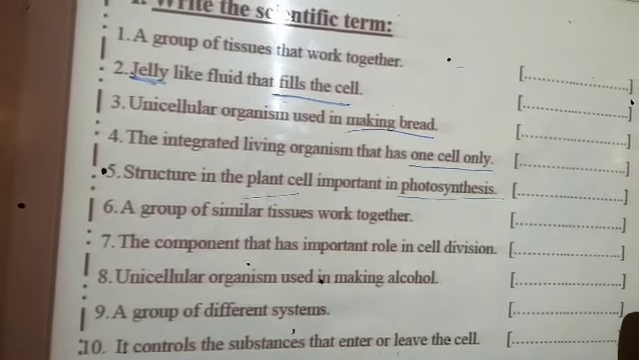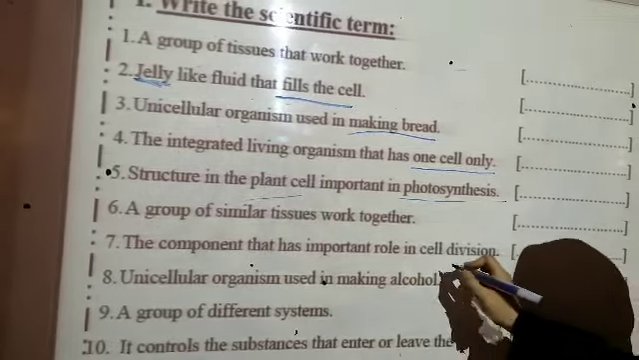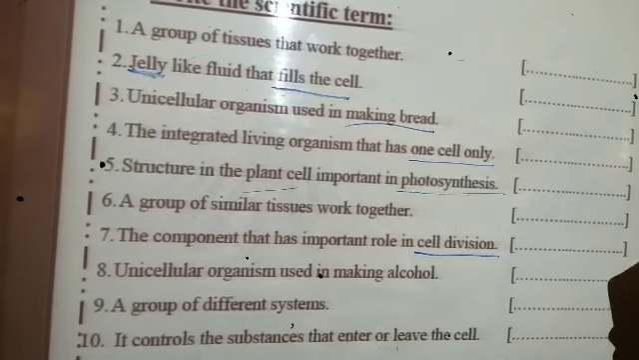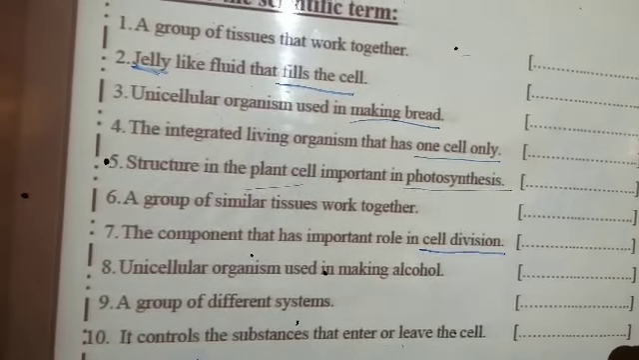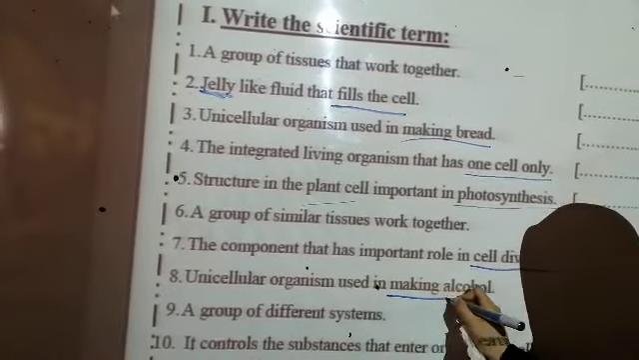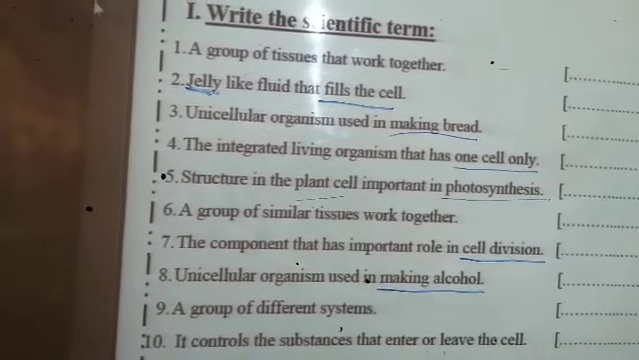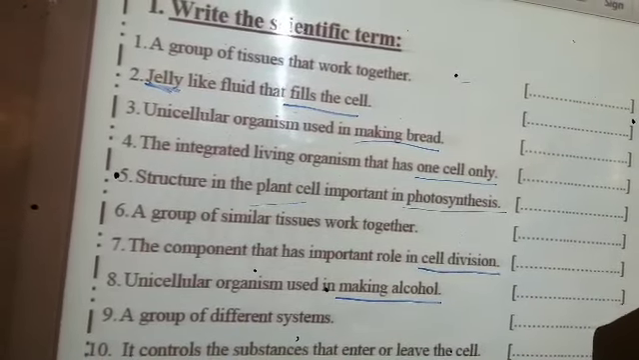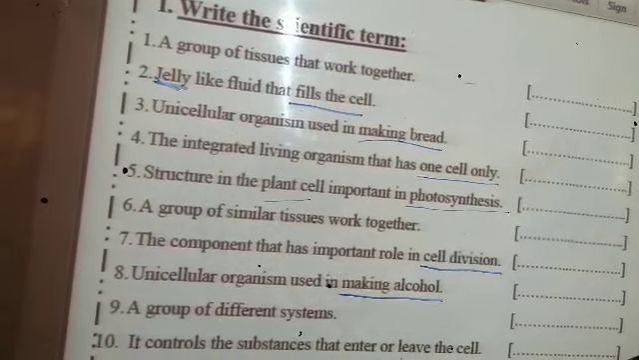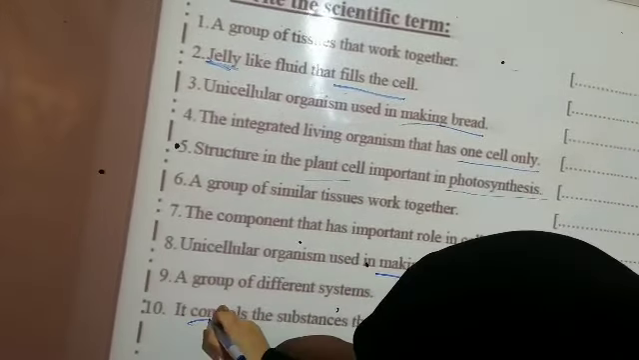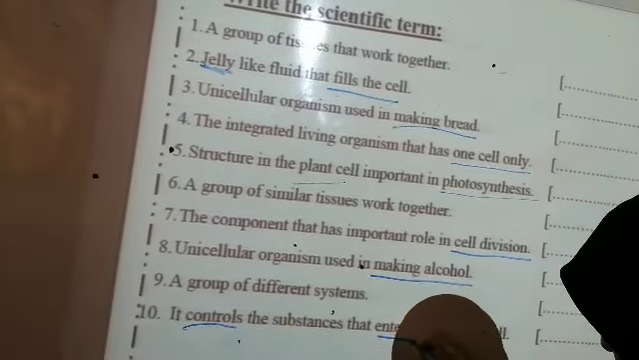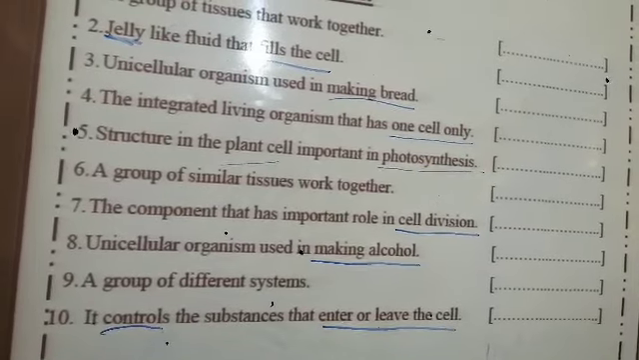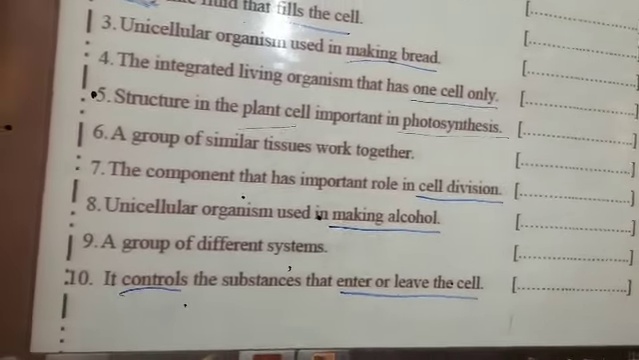Number 7, the component that has important role in cell division. Which component inside the cell is responsible for making cell division? Number 8, unicellular organism used in making alcohol. Which unicellular organism do we use in making alcohol? Number 9, a group of different systems. System and system and system. Make what? Number 10, it controls. This is a key word. Substances enter or leave the cell. Which component in the cell controls the substances entering or leaving the cell? You need to guess.